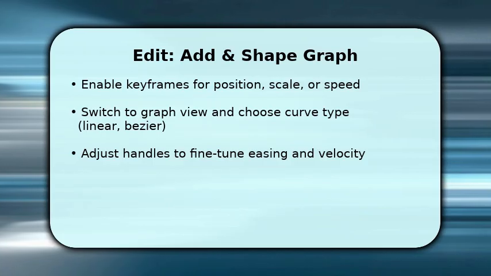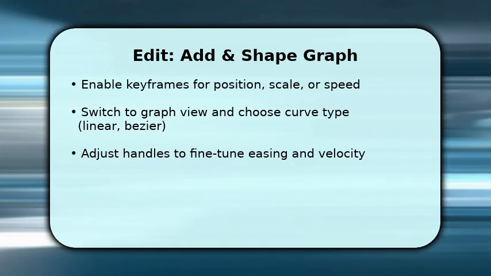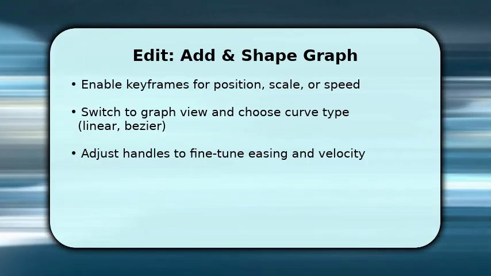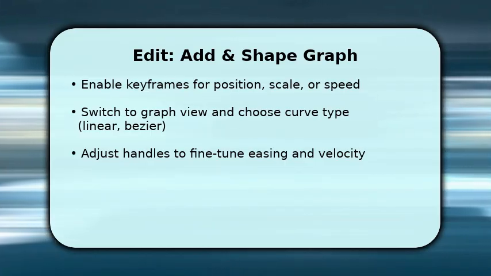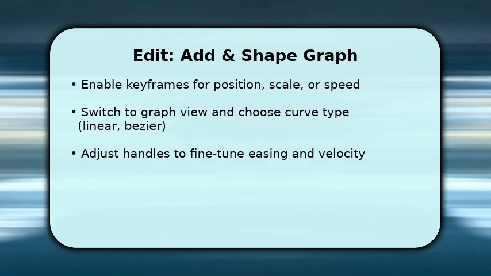Then switch to the graph view and pick a curve type, Bezier for smooth motion or linear for constant change, because curve choice defines how values transition. Use the handles to drag tangents and visually smooth acceleration or deceleration. Make small adjustments and scrub playback to confirm timing and feel before moving to export settings.